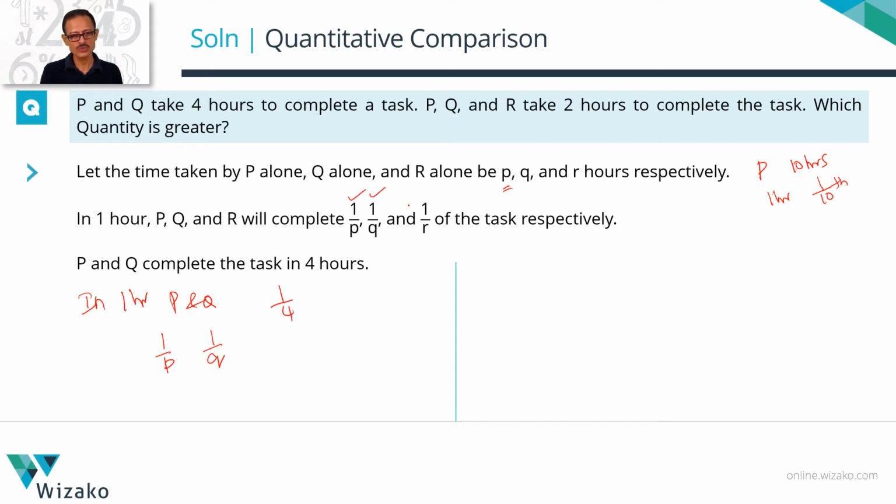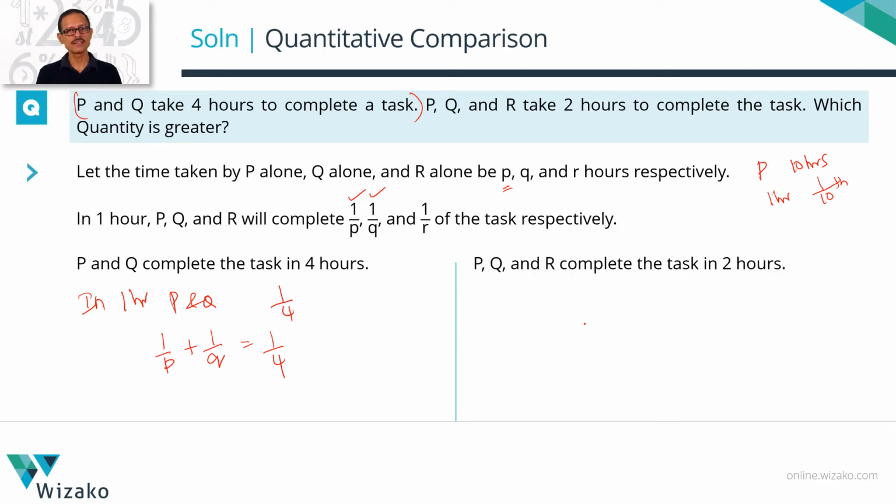These are the two things we derived after assigning the variables. So when P and Q work together, they will complete 1/p plus 1/q of the task, which is equal to 1/4. So the first statement translated into an equation is 1/p plus 1/q equals 1/4. What are p and q? The time taken by P and Q to complete the task when they are working alone. Let's move on to the second statement.